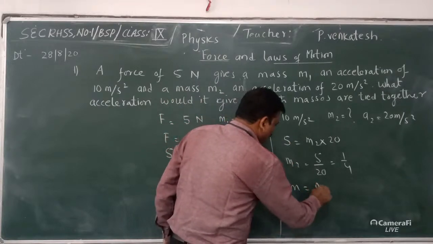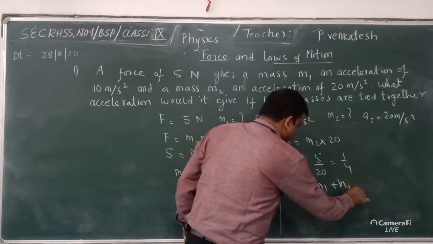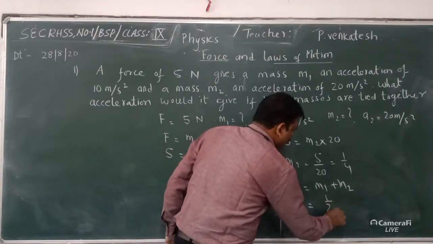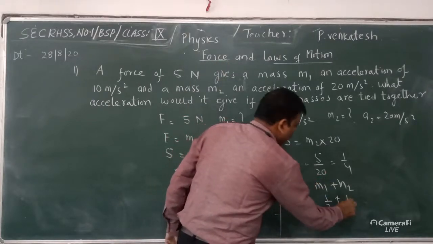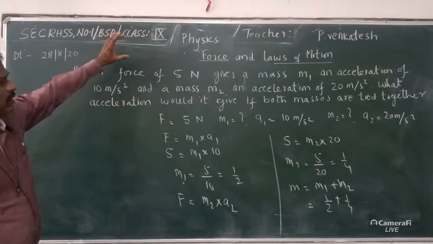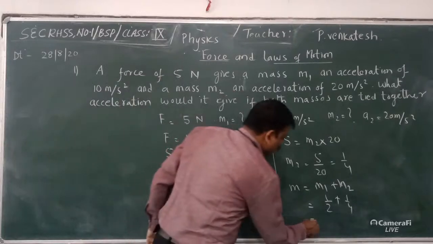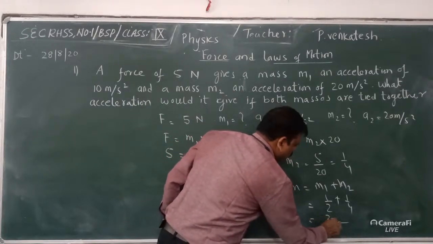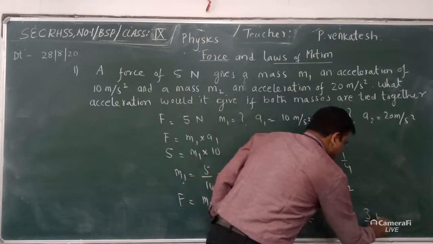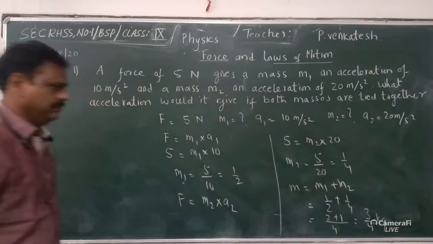Now m equal to total mass, m1 plus m2. That is equal to m1, how much did you get? 1 by 2. What is m2? 1 by 4. Take the LCM of these two. Got it? Now this is equal to, you take LCM 4, 2 plus 1. That is equal to 3 by 4 kg. Combined mass is 3 by 4 kg.